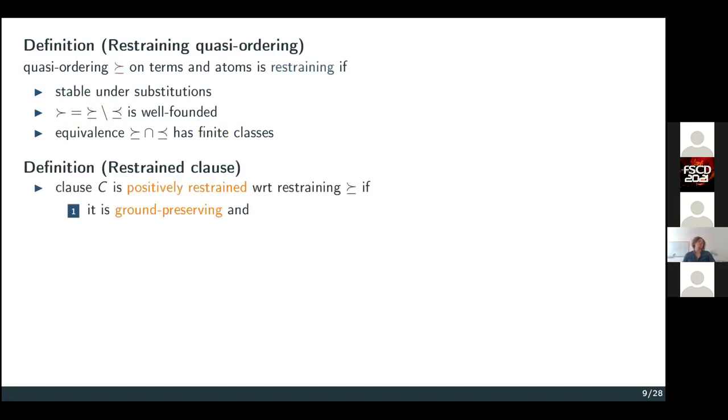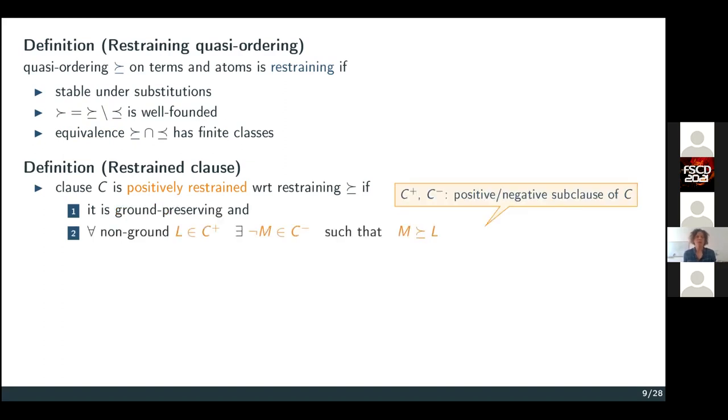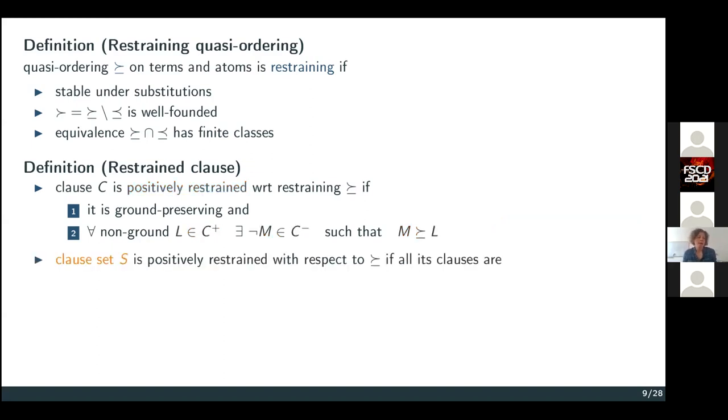And now we define a restraint clause as follows. A clause C is positively restrained with respect to a restraining quasi-ordering if it satisfies two properties. First of all, it's ground-preserving. And secondly, we demand that for every non-ground positive literal L in C, so C plus is the subclause of C that contains all the positive literals, so for every positive literal L, there exists a negative literal not M in C, such that M is greater or equal than L. And we extend this definition to a clause set in a natural way. So the clause set is positively restrained if all its clauses are so.